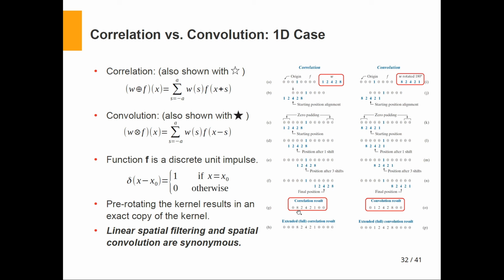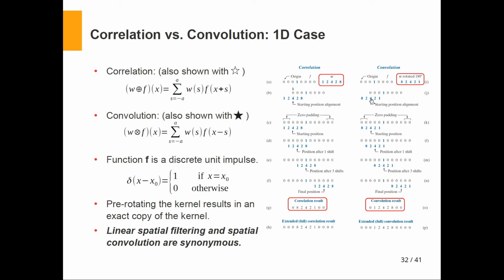So now let's see what happens for the convolution. The effect of having this formulation is similar to basically pre-rotating the kernel 180 degrees and then applying the same correlation procedure. So for convolution, we pre-rotate this 180 degrees. So instead of having 1, 2, 4, 2, 8, now we have 8, 2, 4, 2, 1.